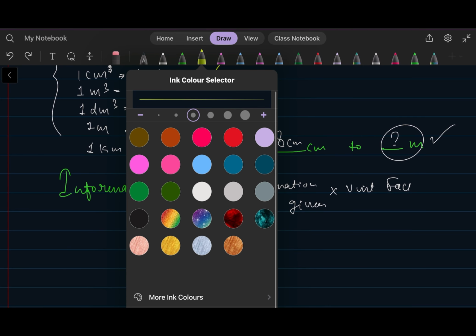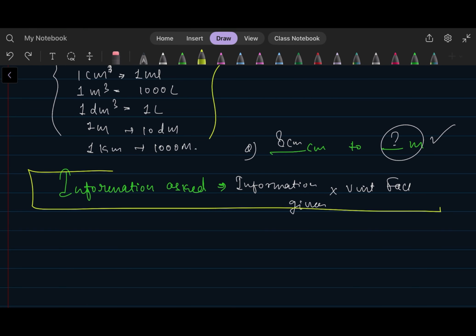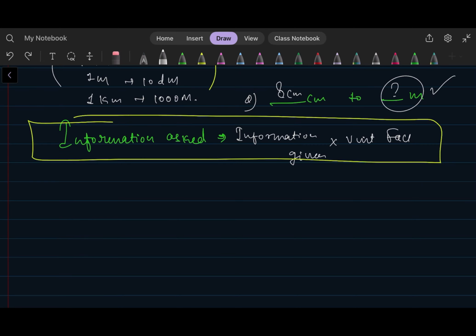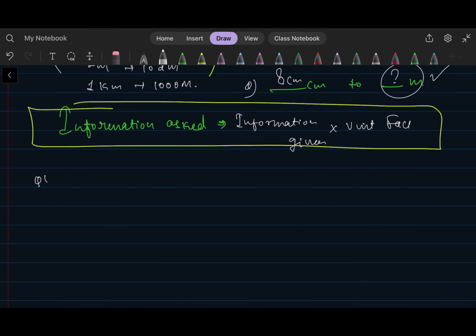Next, we'll discuss one example at a time, then we may understand properly. Question number 1: convert 12.12 meters into centimeters. This is the first question.